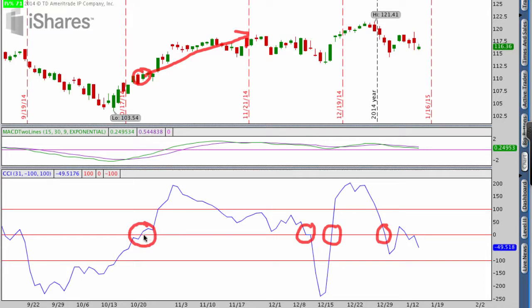And it's not all about being overbought or oversold. So just because CCI gets to extremes does not mean that creates an opportunity necessarily to buy or sell. So that's one difference with CCI as opposed to some other indicators, is that it's not about being overbought or oversold. It's about crossing that 0 barrier.